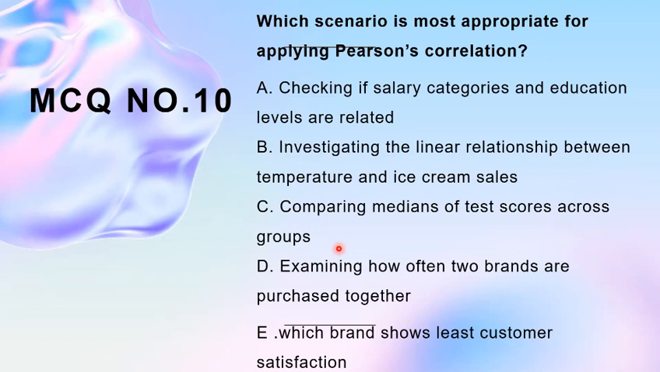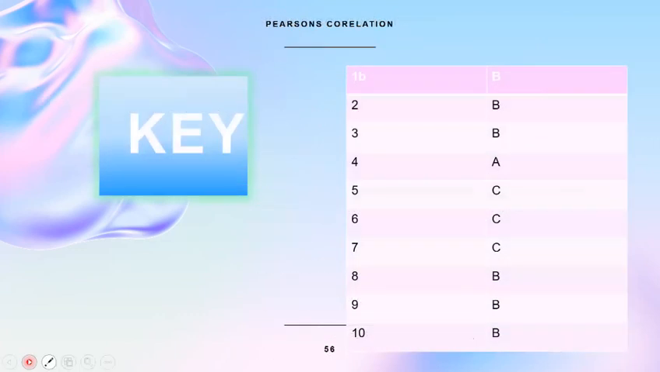Okay, in all of the scenarios that we have also done in our marketing tab, investigating the linear relationship between temperature and ice cream sales is basically the perfect scenario for Pearson's correlation. So this is the key for our MCQs.